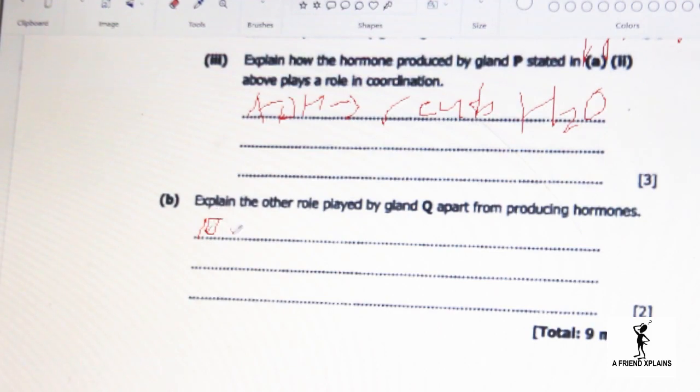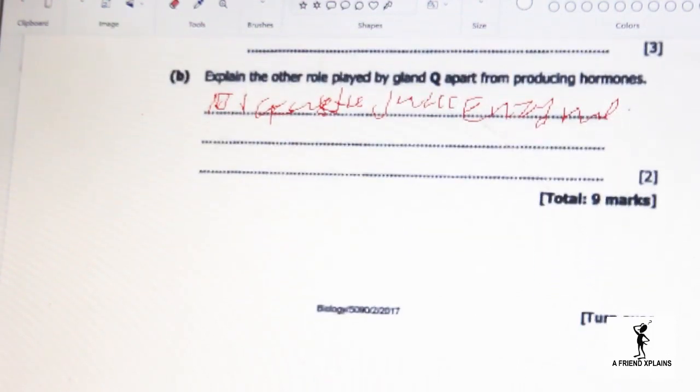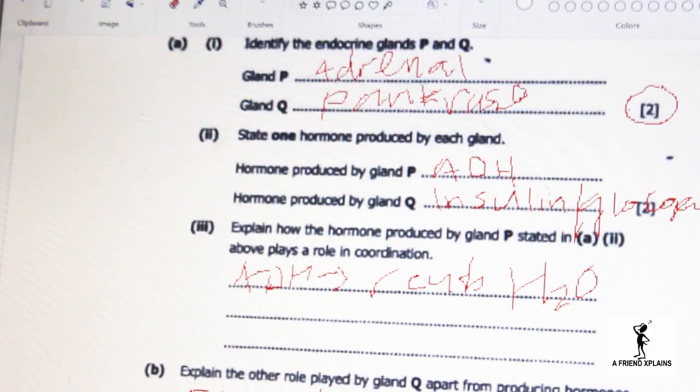So this pancreatic juice contains enzymes, all right? So just indicate pancreatic juice that contains digestive enzymes. That is the other role apart from producing these hormones. So it produces pancreatic juice that contains digestive enzymes, and these digestive enzymes are able to break down sugar, fats, and starch.